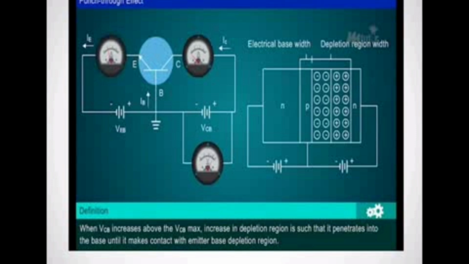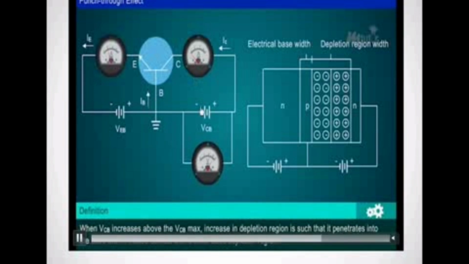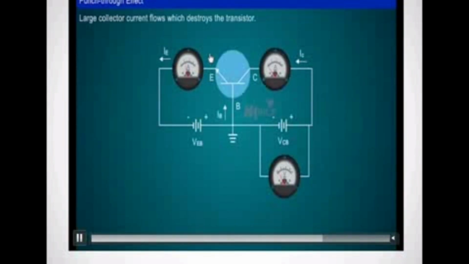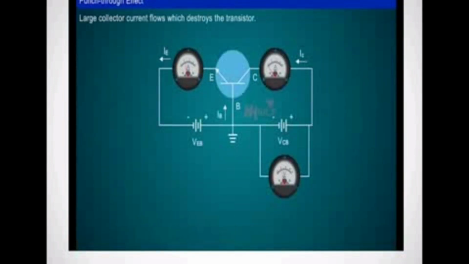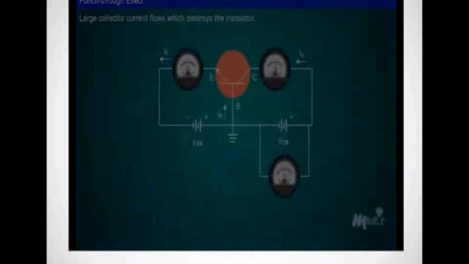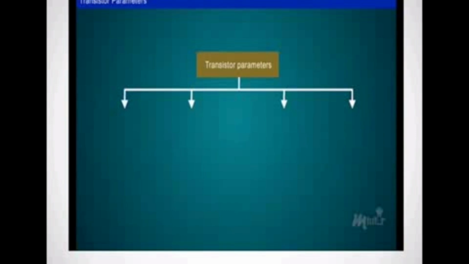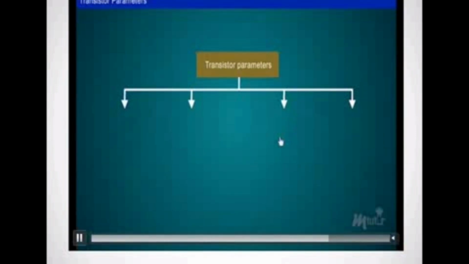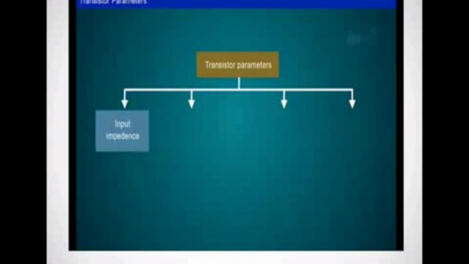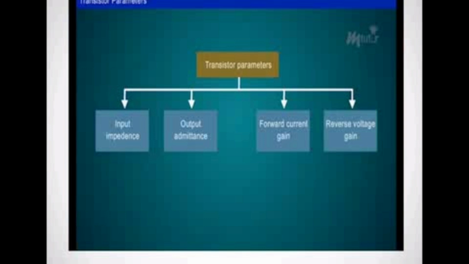So we are studying the output characteristics. The input is kept constant. The input voltage and input current are measured using the voltmeter and the ammeter. Suppose a large current is flowing through the transistor; it can destroy the transistor. So what are the transistor parameters? The transistor parameters are input impedance, output impedance, forward current gain, and reverse voltage gain.